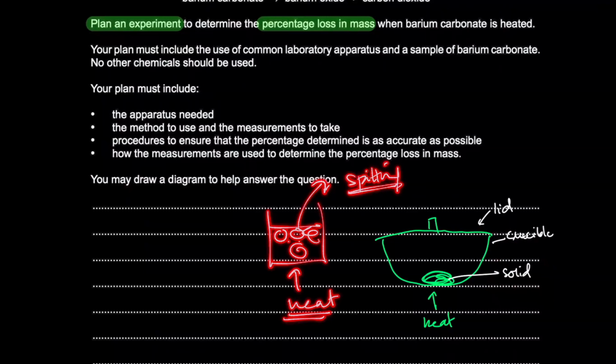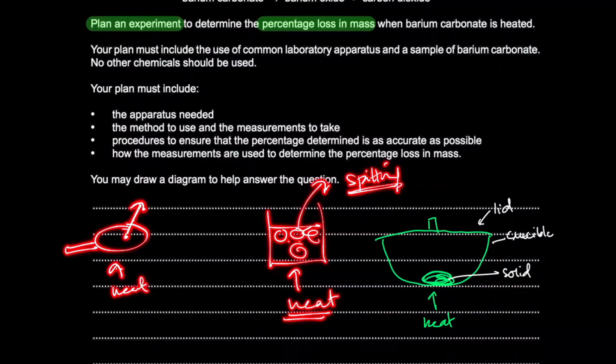Even when you look at a frying pan, if it's very hot, droplets of oil fly out, splashes fly. Why do they fly? Because of the high temperature. That's called spitting. Spitting is basically when the solid particles or liquid particles spit out of the container.